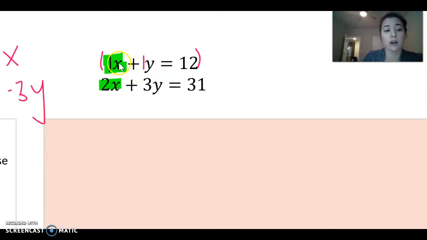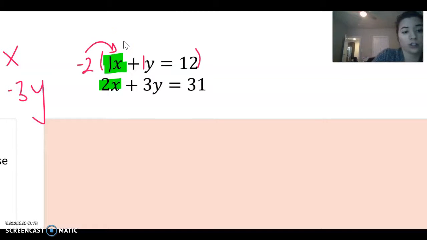So let's say we have a 1 and a 2. So I have a 2x here. In order to eliminate a 2x, that means I need to have a negative 2x up top. Remember, it has to be the same number but opposite. So this should be a negative 2x. So how can I make a 1 into a negative 2? By multiplying by negative 2.